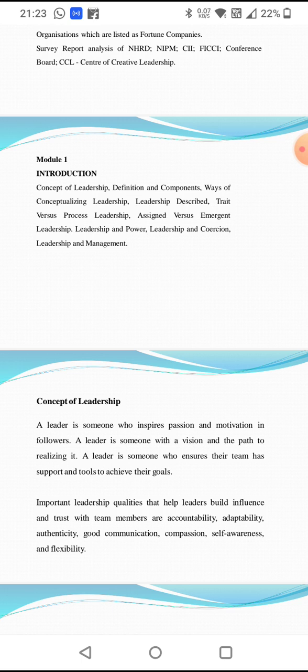Important leadership qualities that help leaders build influence and trust with team members are accountability, adaptability, authenticity, good communication, compassion, self-awareness, and flexibility. So these are some parameters which are to be inbuilt or exhibited by the leaders, so that they will be good role models for their employees or for their subordinates probably.